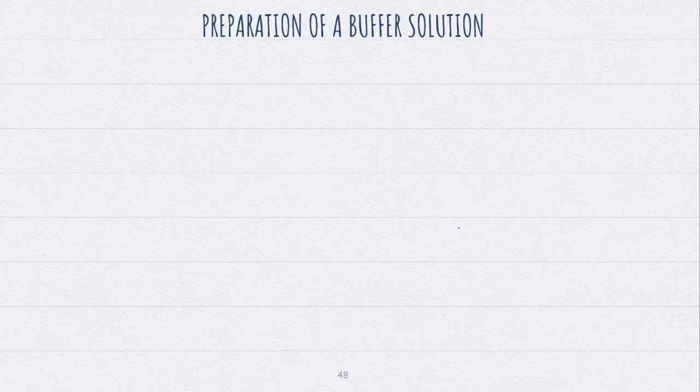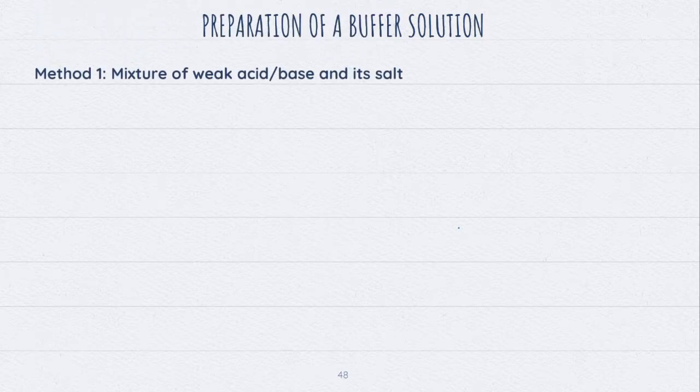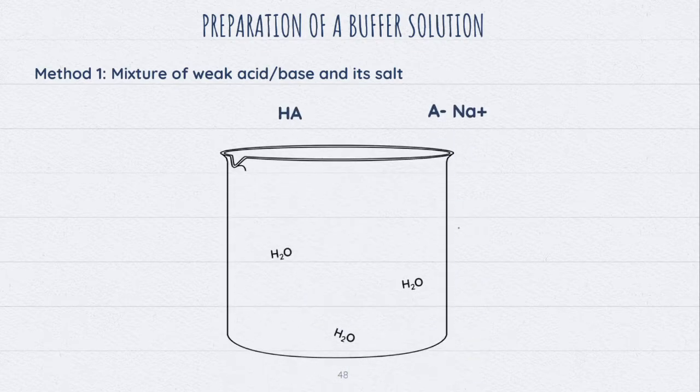So there are two ways of preparing a buffer solution. Firstly, we can mix the weak acid or weak base with its salt. So what do I mean by that? Let's take a look at this diagram again. Let's talk about using a weak acid first, an acidic buffer. Suppose we start off with a weak acid called HA. In order to create a buffer solution, we will prepare its conjugate salt.